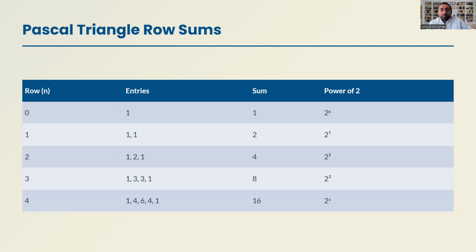As we proved earlier, the total number of subsets of a set of size n is 2 to the n. Thus, the row sum must equal 2 to the power n.